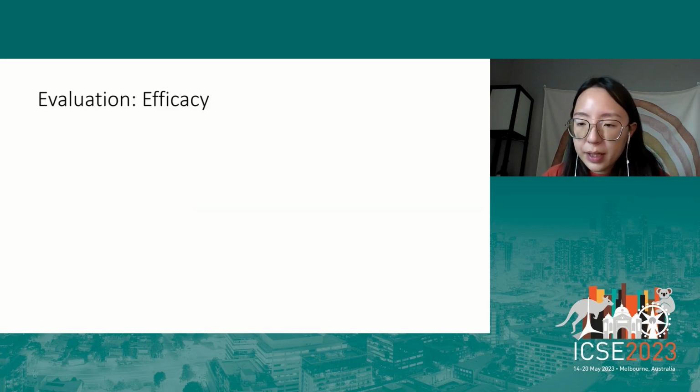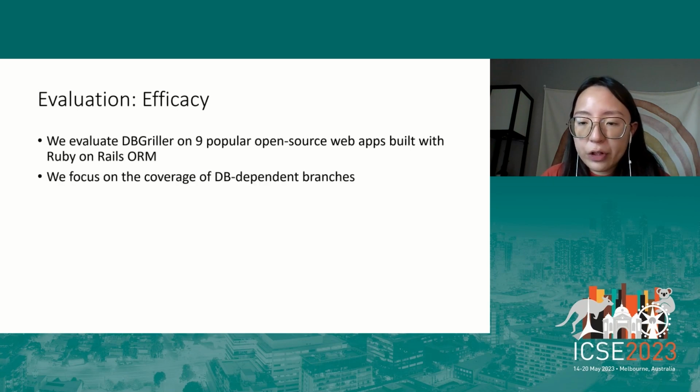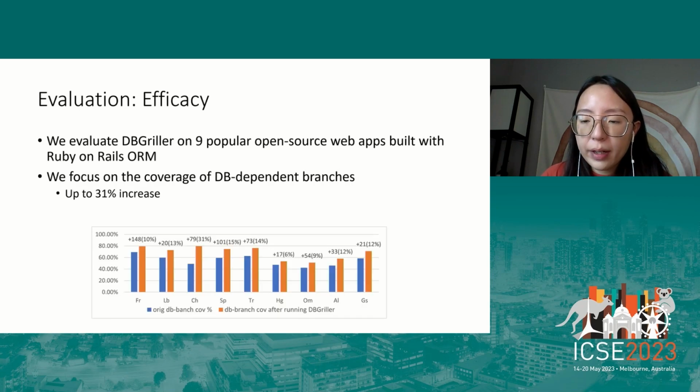So that's all about the key components. Let's look at the evaluation. We evaluated on 9 popular open source web apps built with Ruby on Rails. We measured the efficacy by the coverage increase of DB-dependent branches. With our method, we can cover up to 30% more branches, making the overall coverage reach up to 80%.